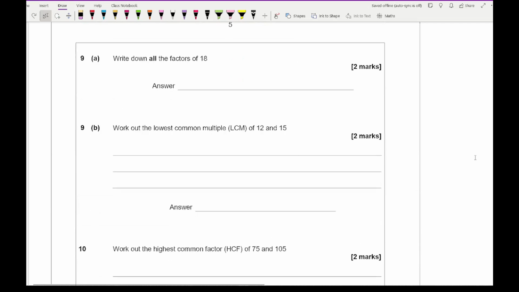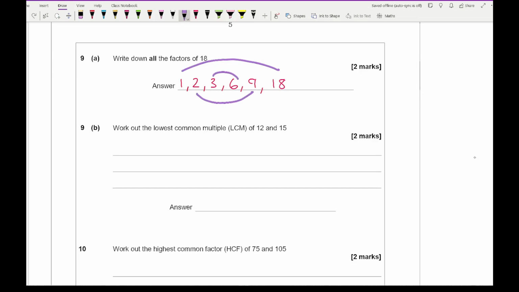Moving on to question 9, it says write down all the factors of 18. Now a factor is a number that divides into it. In terms of the factors, all you need to do is basically halve the number and then go through the numbers and see what you can divide into. So 1 will definitely go into it, 2 does, 3 does, 4 doesn't, 5 doesn't, 6 does, 9 does, and 18. And a nice way of remembering these, if you start with 1, you've got 1 times 18, 2 times 9, and 3 times 6.